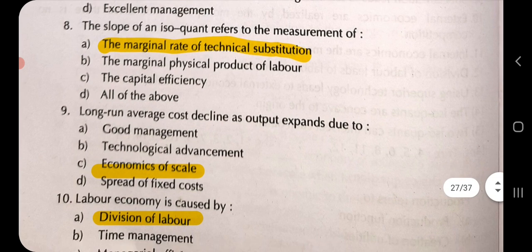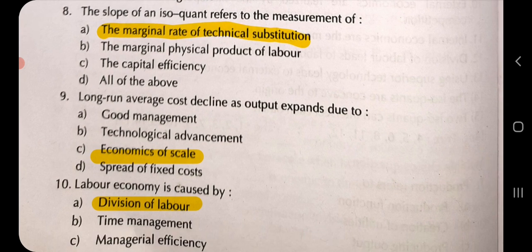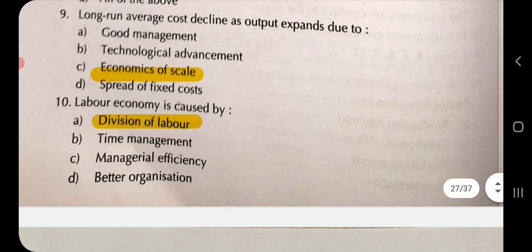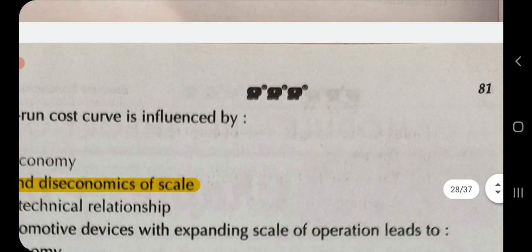Then ninth question, long run average cost declines as output expands due to dash dash, and the answer is economies of scale. As there are economies of scale, the long run average cost curve declines, and as there are diseconomies of scale, the long run average cost curve increases. 10th question, labor economy is caused by dash dash. Labor economy is caused by division of labor. A is the correct answer.